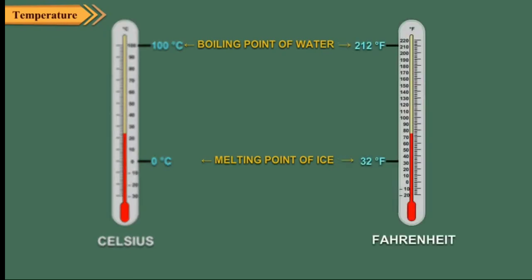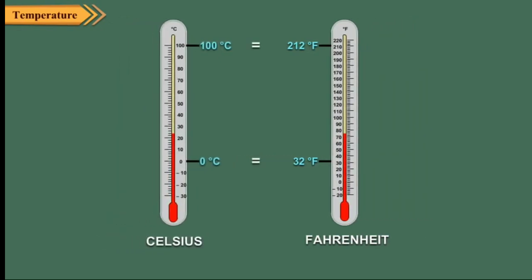The Fahrenheit scale is marked from 32 degree Fahrenheit to 212 degree Fahrenheit. 32 degree Fahrenheit shows the melting point of ice and 212 degrees Fahrenheit shows the boiling point of water. Here the range is divided into 180 equal parts. If we compare the two scales, we see that 0 degree Celsius is equal to 32 degree Fahrenheit and 100 degree Celsius is equal to 212 degree Fahrenheit.